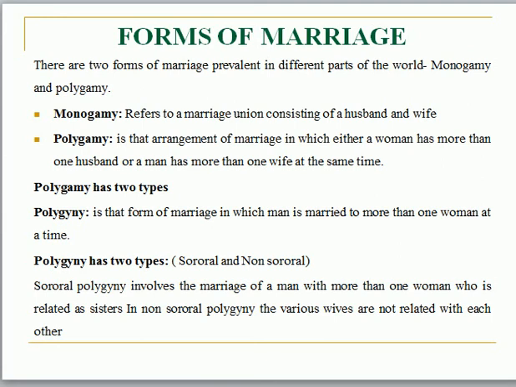In sororal polygyny, when a man is getting married, the women he marries might be sisters to each other. In opposition to that is non-sororal marriage. So in polygamy, we have the second type, that is polyandry.